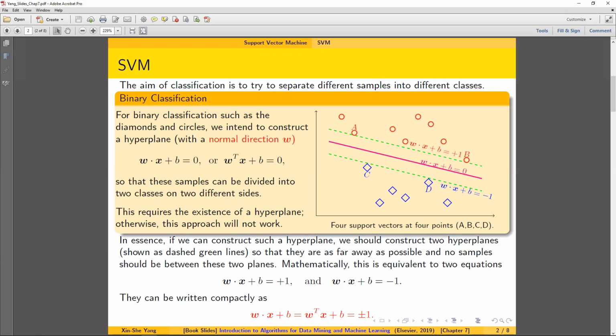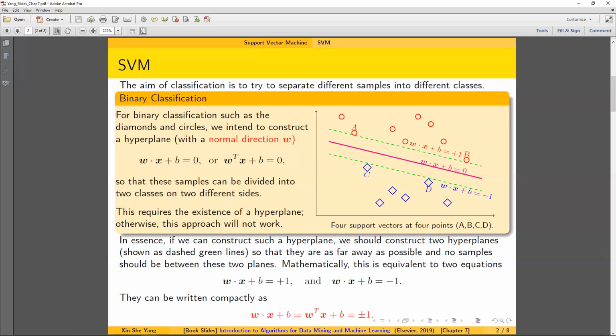In order to classify those two groups, the diamonds and circles, what we can do is construct a hyperplane with a normal direction of W, so that W dot product X plus b equals 0, or W transpose X plus b equals 0, so that these samples can be divided into two classes on two different sides. First of all, you have to have the existence of such a hyperplane, otherwise the approach doesn't work. So what we're trying to do is construct such a hyperplane.